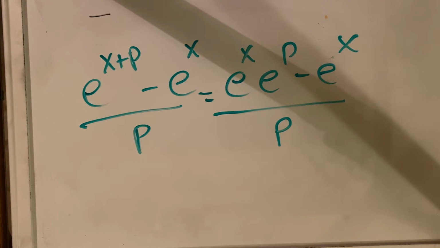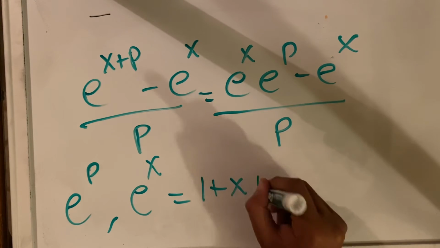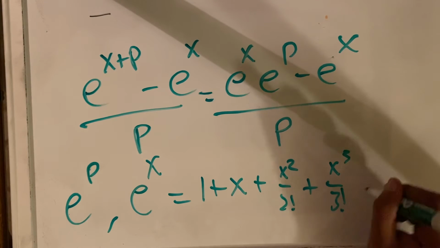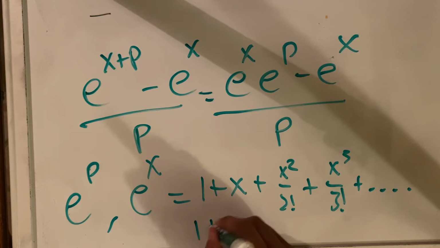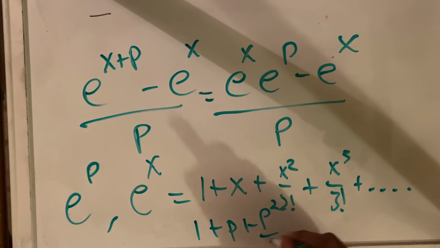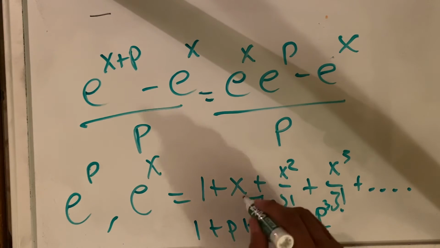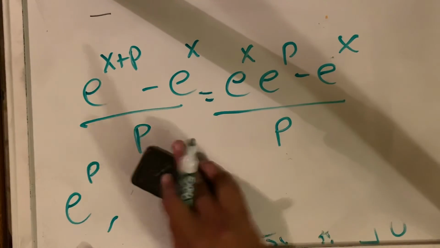Now, we seem stuck, but what can we do? Well, what's e to the p? Well, if we know the Maclaurin series of e to the x is 1 plus x plus x squared over 2 factorial plus x cubed over 3 factorial plus dot, dot, dot, what happens when we plug in p? Well, we'll get 1 plus p plus p squared over 2 factorial plus p cubed over 3 factorial. And wait, all these terms are 0. It's just 1 plus p. And this is the power of it, because of our rule that we established before.